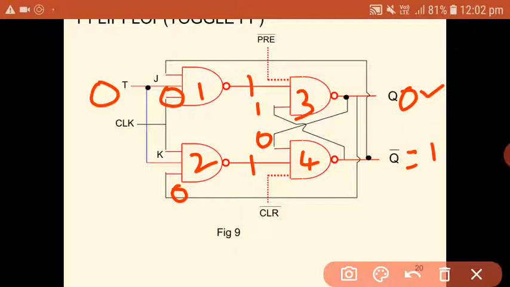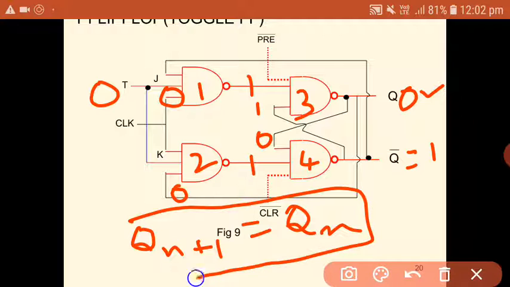That means if T is equal to 0, Qn plus 1 is equal to Qn itself. That means whatever the previous output is there, that will be again followed when T is equal to 0. So for T is equal to 0 input, Qn plus 1 will be equal to Qn.